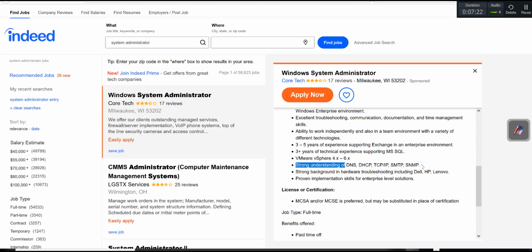And then you need to master this area where you need to have a strong understanding of DNS, DHCP, TCP, SMTP, SNMP.